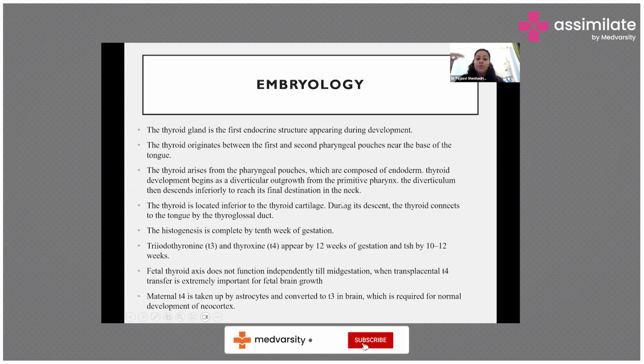The thyroid is usually located inferior to the thyroid cartilage, and during its descent, the thyroid remains connected to the tongue. So we have the thyroglossal duct. If there is a remnant of the thyroglossal duct, it can lead to a thyroglossal cyst or a fistula and can get infected. Usually the thyroid gland starts at the back of the tongue, called the foramen cecum, and it descends down to go inferior to the thyroid cartilage.